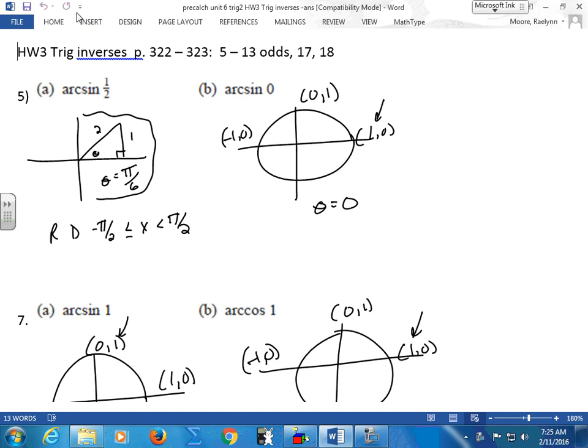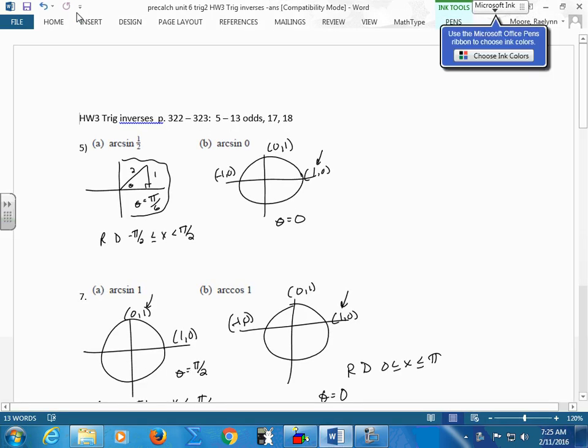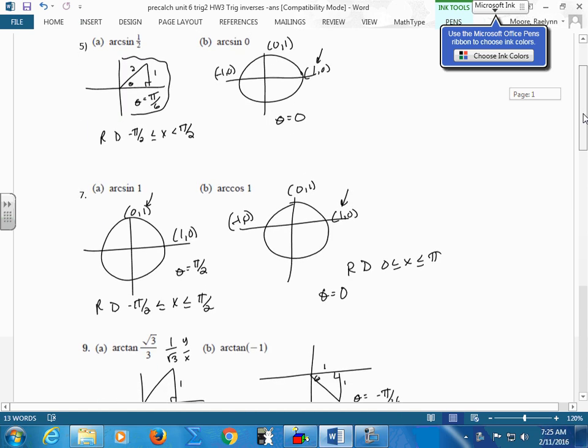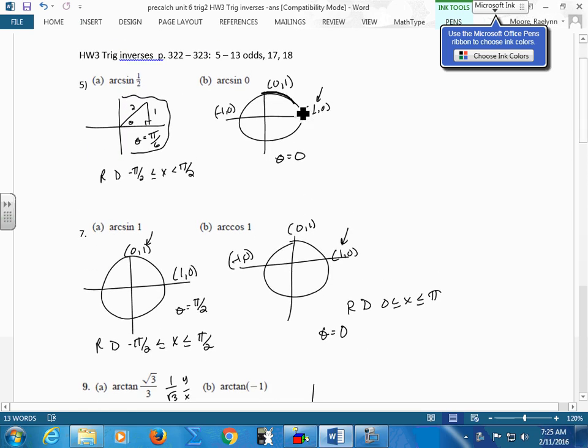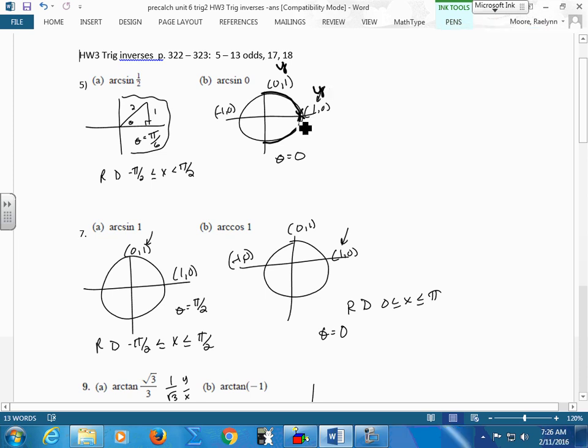Your arc sine of 0, again, you're from here to here. From here to here. So where is the y value? 0, right here. That's what I would expect to see on your paper.